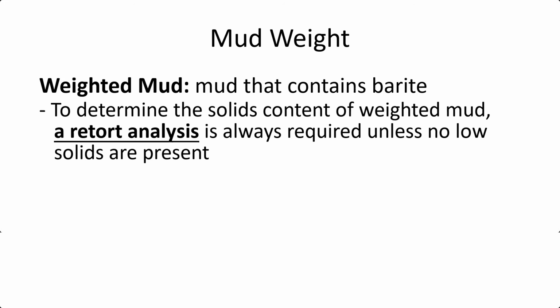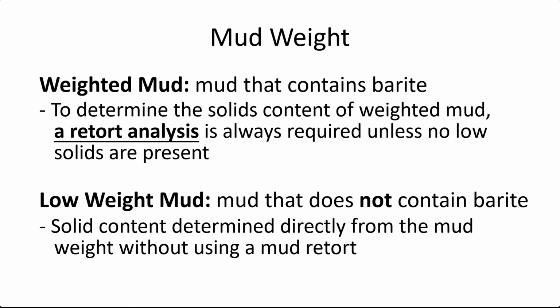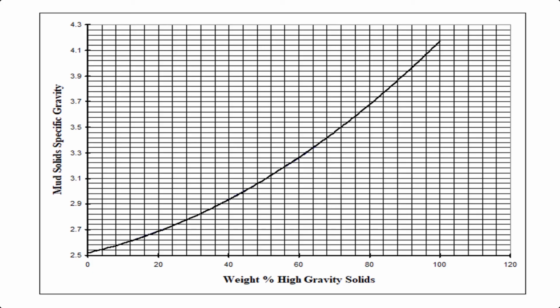To determine the solids content of weighted mud, a retort analysis is always required, unless no solids are present, which is seldom the case. The solids content of low-weight mud can be determined directly from the mud weight without using a mud retort, provided there is no oil in the mud system. In Figure 1, page 32 of the lab manual, you will find a nomograph that will assist you in determining the percentage of low solids and the percentage of high solids in a weighted mud.